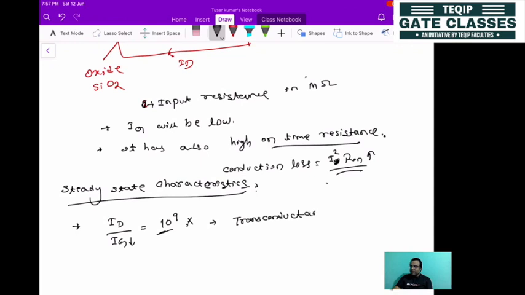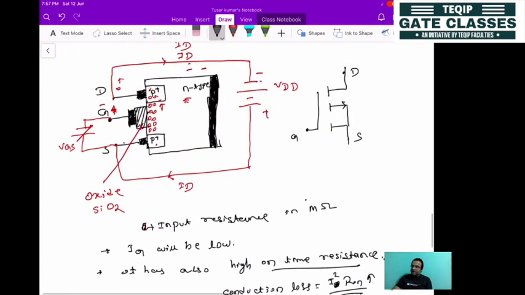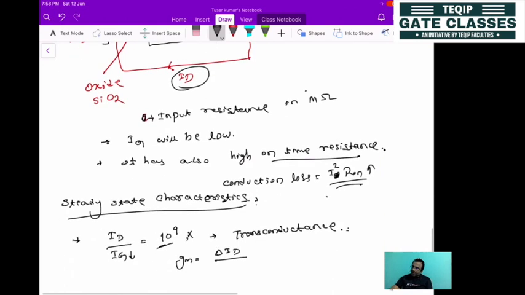Instead of that, transconductance is calculated. So what is this transconductance? Transconductance is represented by Gm, and it relates to the output current, that is, the change in the output current, ΔID, the change in the drain current, divided by the change in the input voltage. What is the input voltage? That is the gate to source voltage, provided that the output voltage VDS is constant. This is what is called the transconductance.